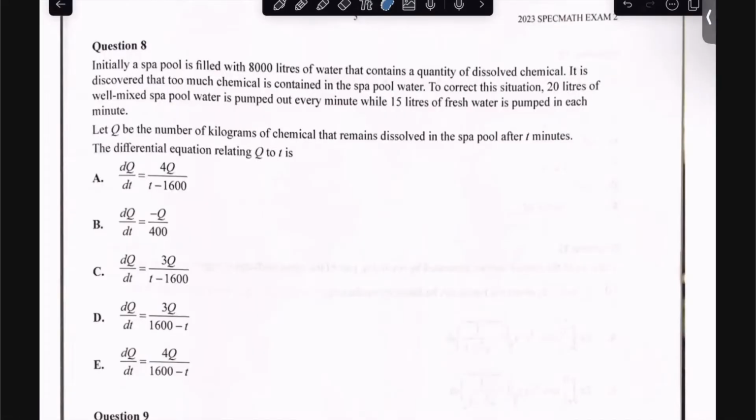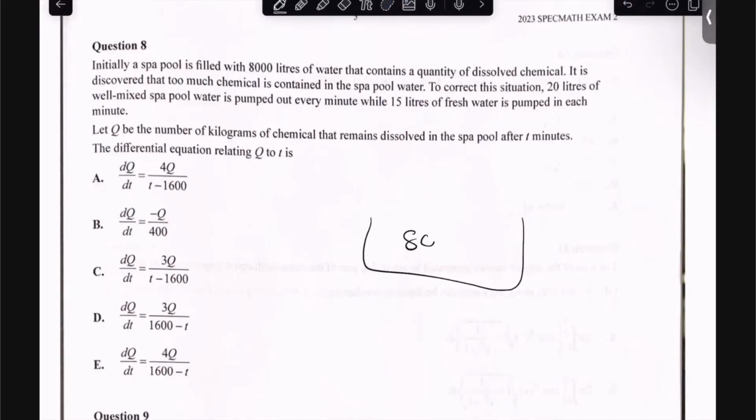Initially, a spa is filled with 8,000 liters of water that contains a quantity of dissolved chemical. It's discovered that too much chemical is contained in the spa pool water. To correct the situation, 20 liters of well-mixed spa pool water is pumped out every minute, while 15 liters of fresh water is pumped in each minute. So let's just draw something.